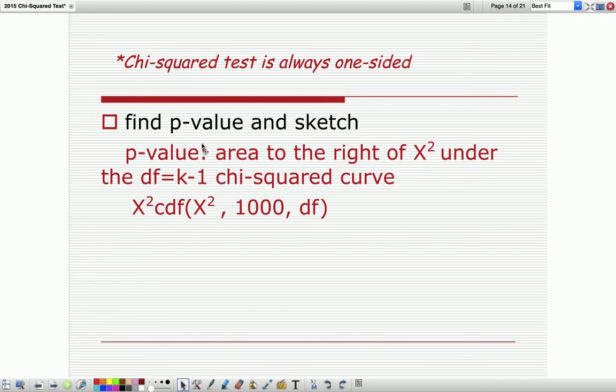Okay. Find your p-value in the sketch. The p-value is the area to the right of chi-square under the df equals k minus 1 chi-square curve. There are the calculator commands.